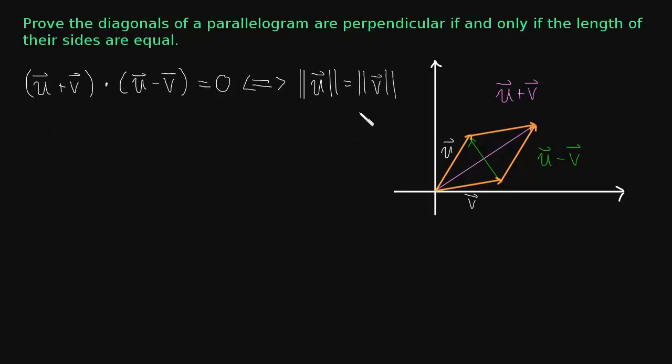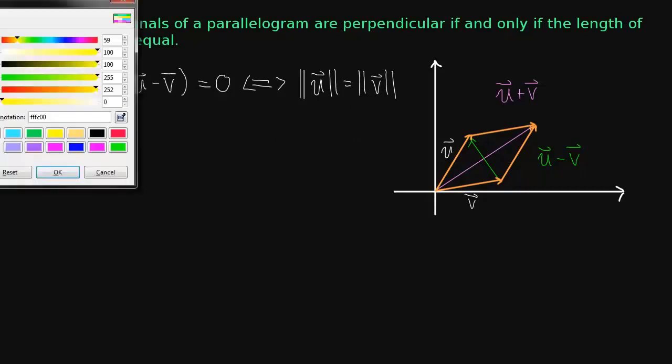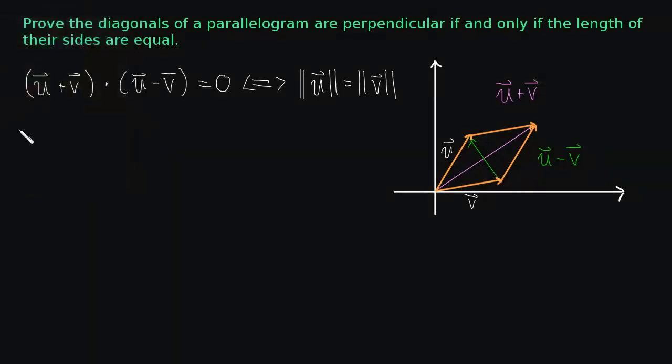Okay, so now we have a proof, and we need to go in both directions. So let's go forward first. Assume that the dot product is zero. So assume that the diagonals are perpendicular, or orthogonal. We're going to assume this, and now we need to prove that the lengths are equal.